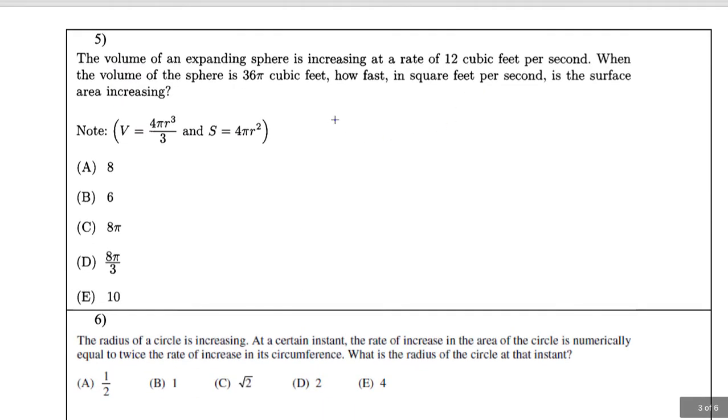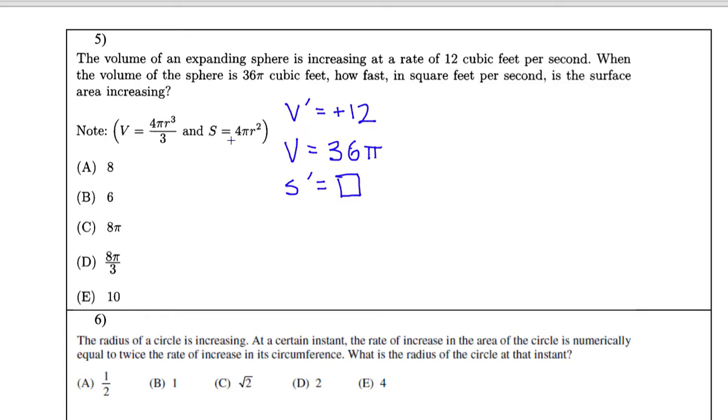Finally, a related rate problem. So let's analyze the notation. Volume is increasing. So I immediately say V prime is going to be something positive. Volume is increasing at a rate of 12 cubic feet per minute. Perfect. When the volume is 36 pi, we're looking for how fast. So I'm talking about some derivative because I'm talking about speed. So what is the prime of the surface area? So what is S prime? That's what it's looking for.